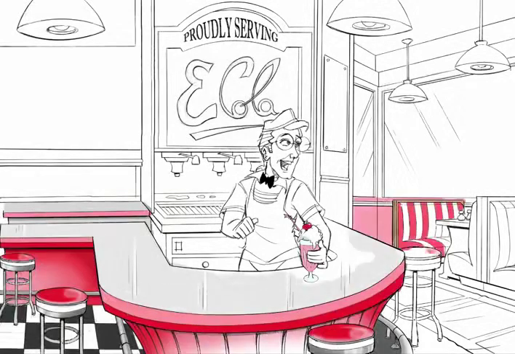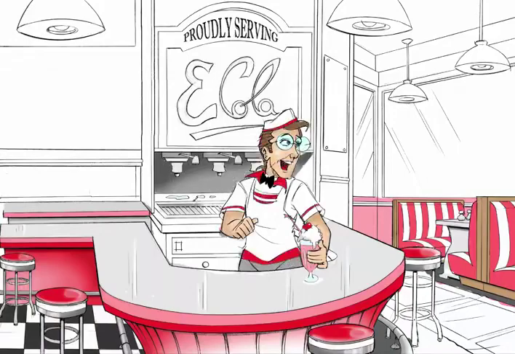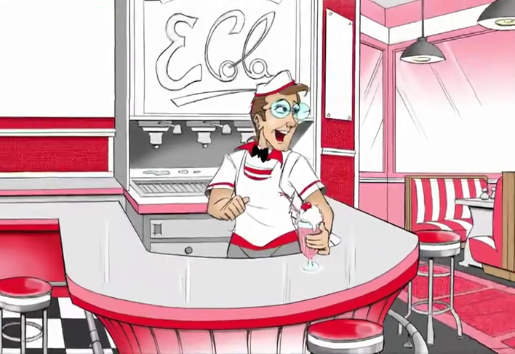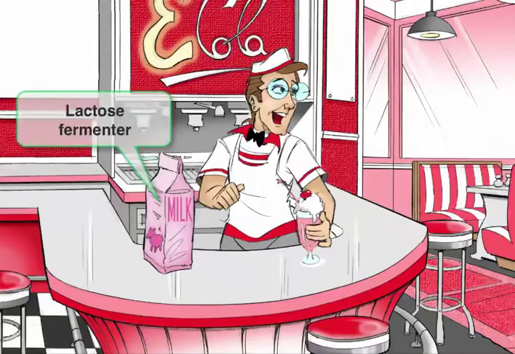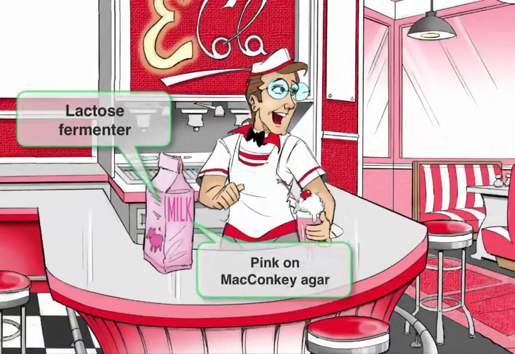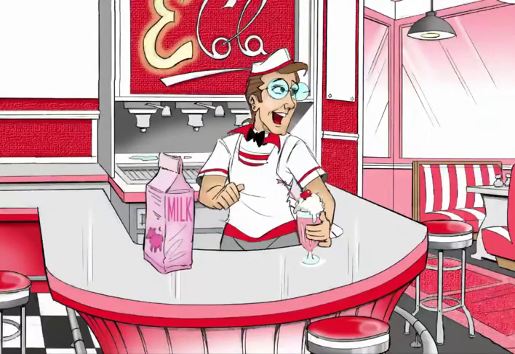A little trade secret I figured out from working in a soda fountain is that they put a secret ingredient in all milkshakes. It's milk. And coincidentally, one of the most important defining features for E. coli is its ability to ferment lactose. Lactose is in milk, and remember it's pink because lactose fermenters grow pink on MacConkey's agar. We also use this same milk symbol for lactose fermentation in our Klebsiella, Enterobacter, and Serratia video. So when you hear lactose fermenter, you've narrowed it down to these bacteria.